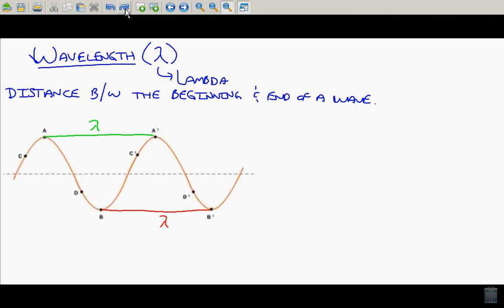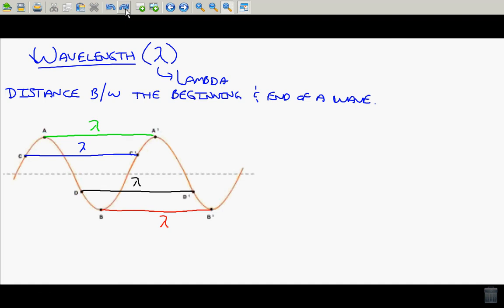And we don't have to stop there. We could basically just look at the distance between one corresponding part of a wave and the same corresponding part of another wave. So if we look at C to C1, that would be considered a wavelength, and D to D1 would be considered a wavelength as well. So what really matters is that no matter where you're measuring the wave, you're measuring that distance from one spot on a wave to the same spot on a different wave.